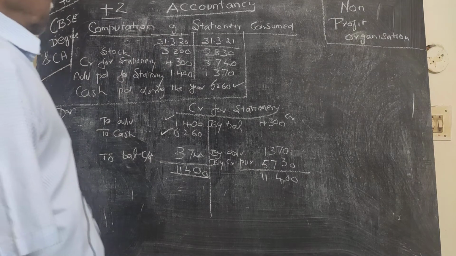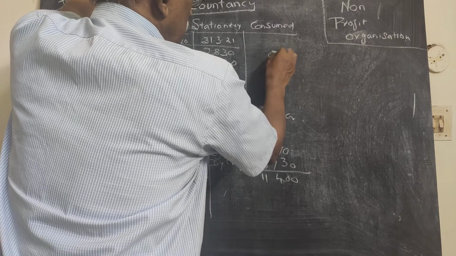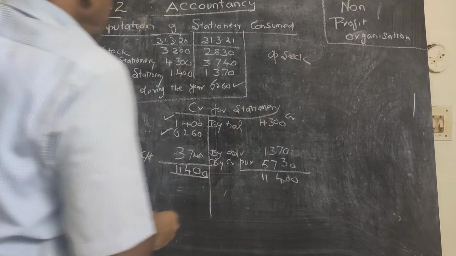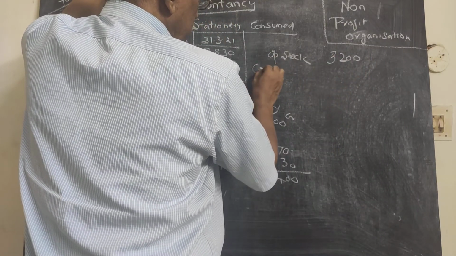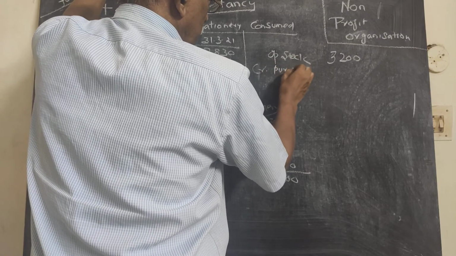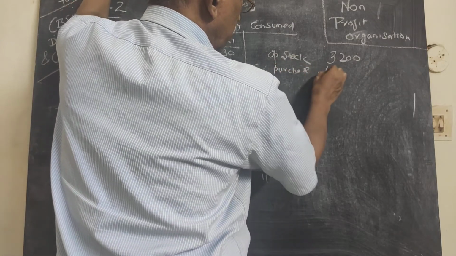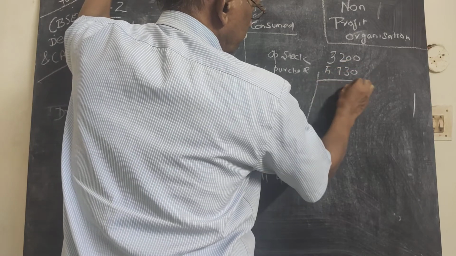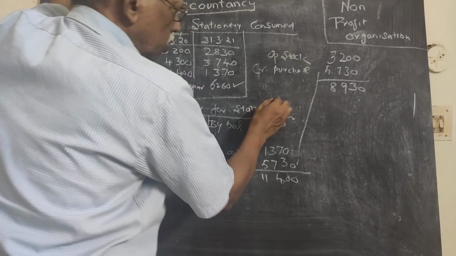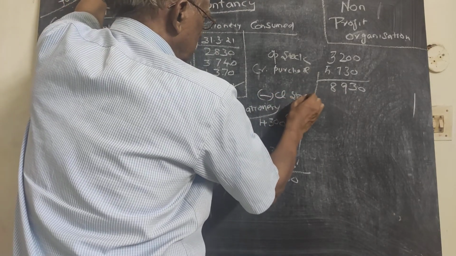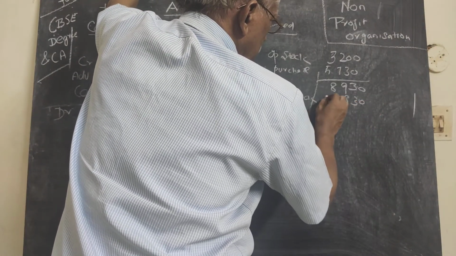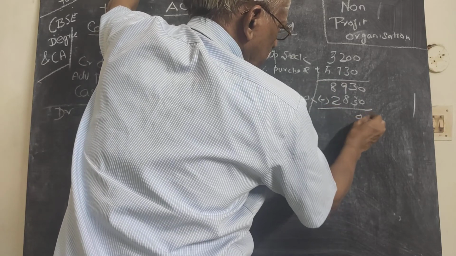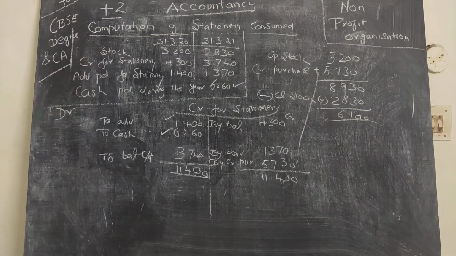Now what is the amount of stationery consumed in the year? So opening stock of stationery 3,200, credit purchase 5,730, closing stock of stationery 2,830. ₹6,100 worth of stationery is used during the year.